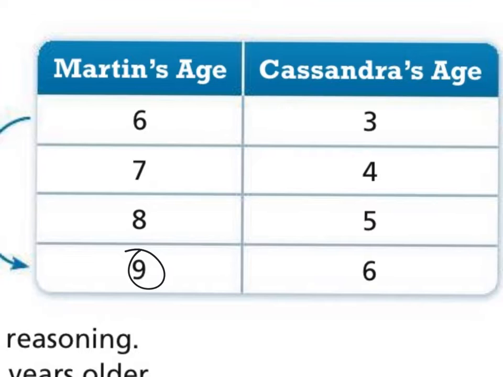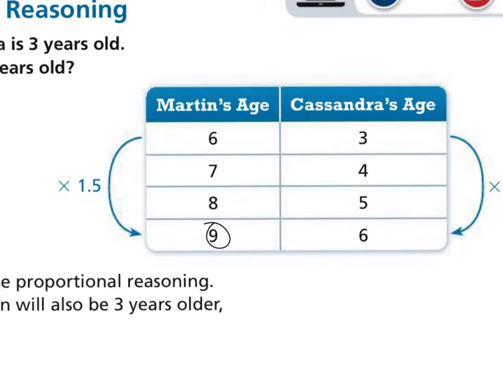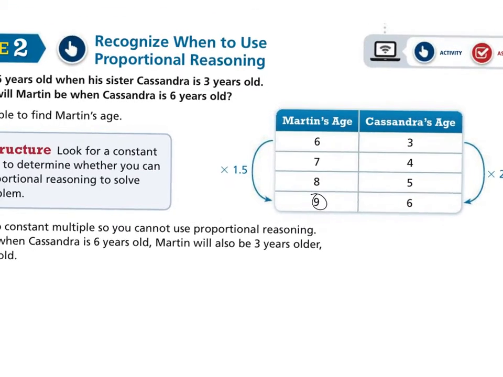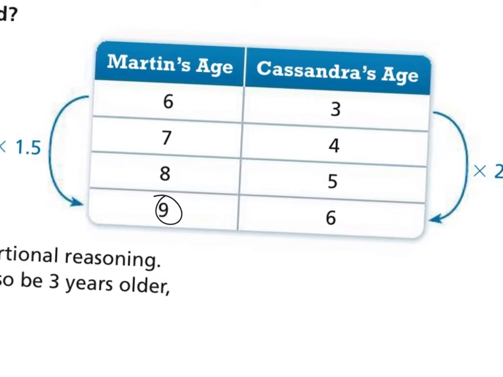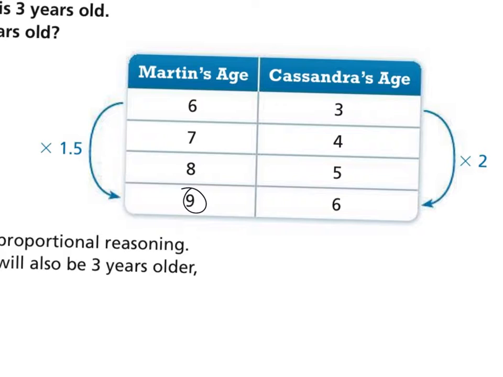And I'm focusing on just the table because some of the stuff off to the side we don't necessarily have to do for this problem. Basically what they're pointing out is Martin's age got multiplied by 1.5. Cassandra's age doubled. It got multiplied by 2. And so we could look at, to start with, Martin compared to Cassandra.